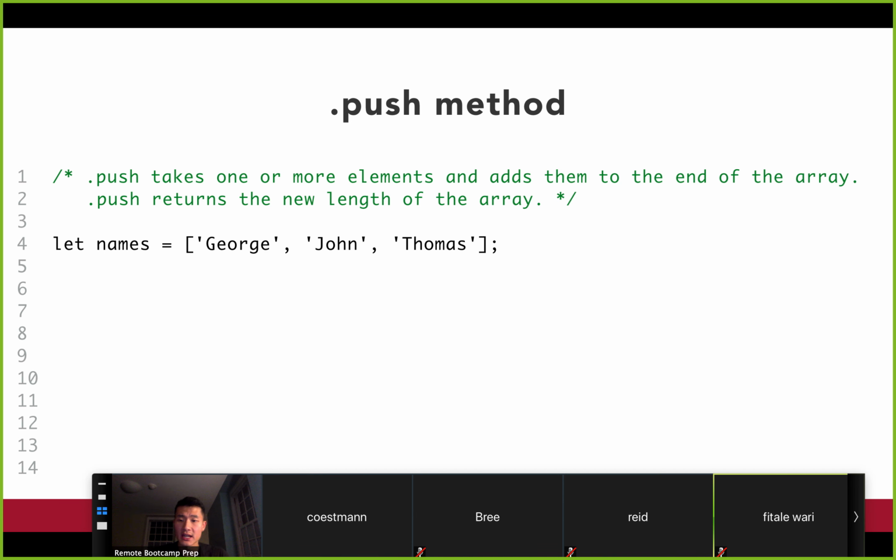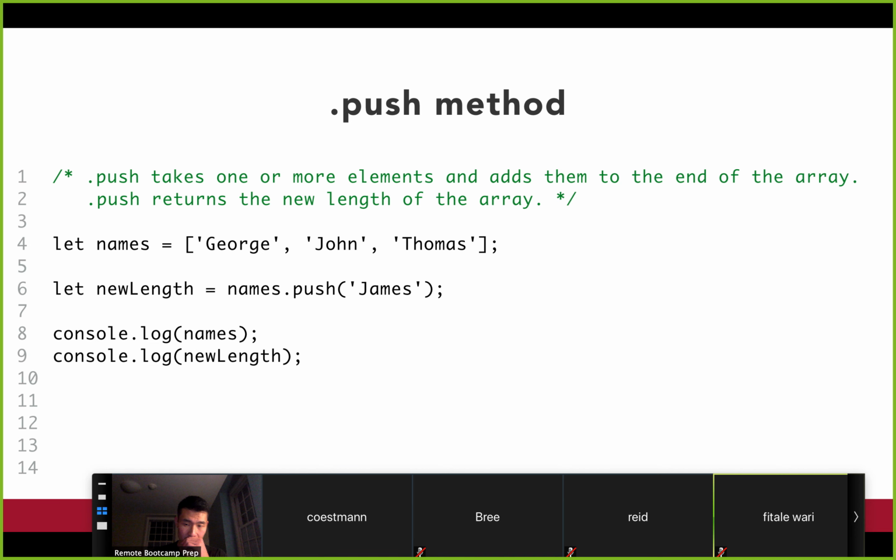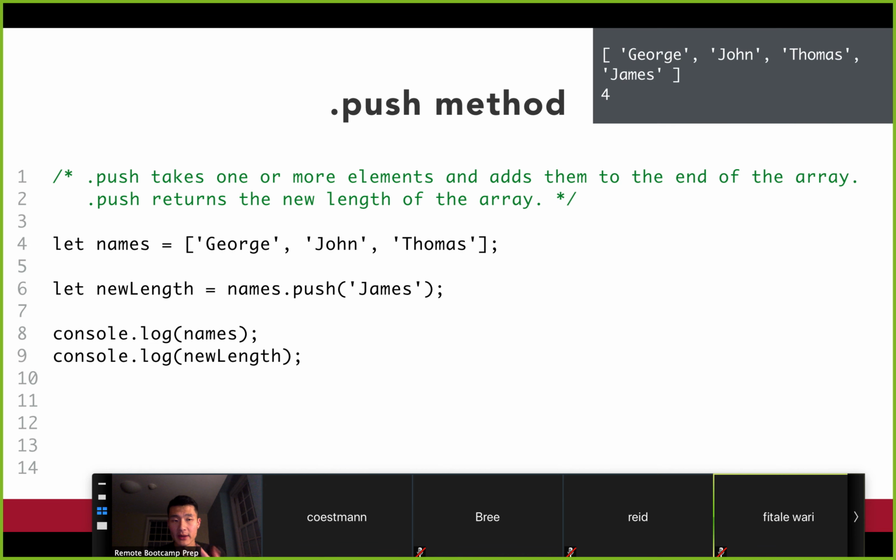So here on line 4, I have the names array. If I do names.push and I feed in the string James, and I console log out names, now my array has 4 things: George, John, Thomas, and then the thing that I fed in gets pushed at the very end. So now it says George, John, Thomas, James. Okay, that's what the method does.